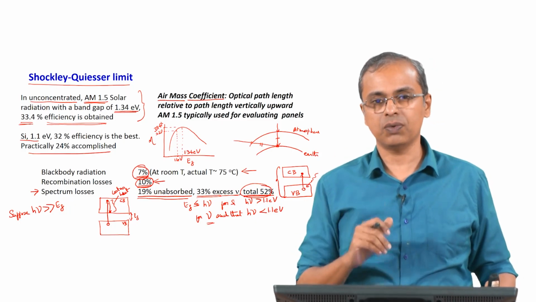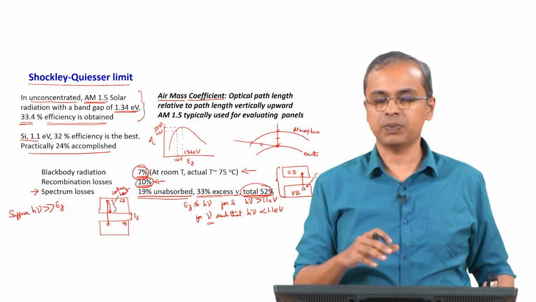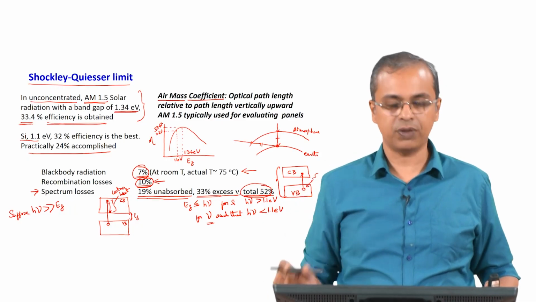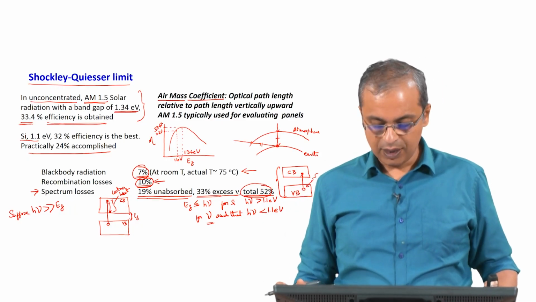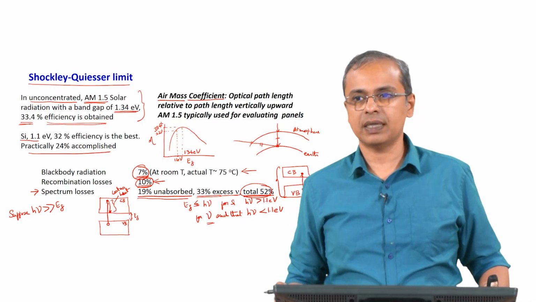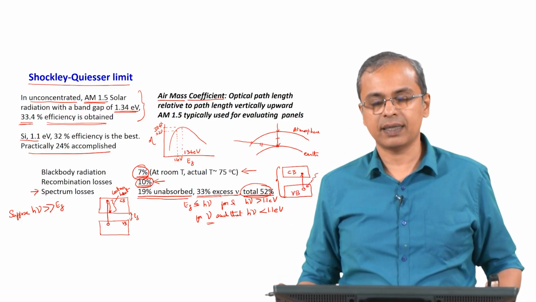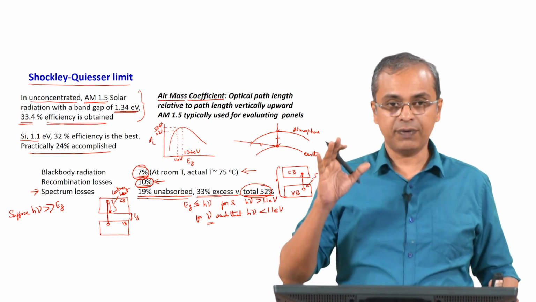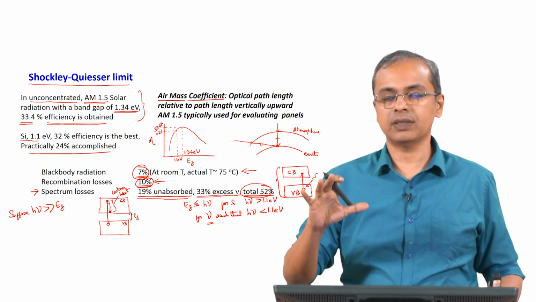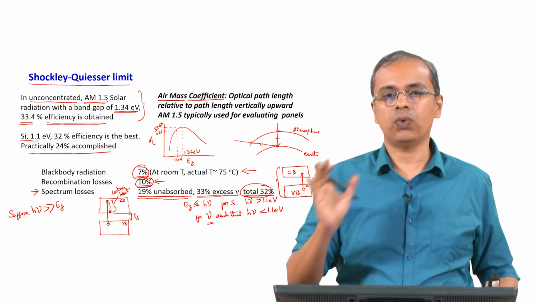So, you have about 66.6% that is lost. Okay. So, 33.4% is all you can capture. So, that is what the Shockley-Queisser limit is about. It conveys to us the idea that even though solar energy is incident on the solar cell, there is an upper limit to what can be captured.